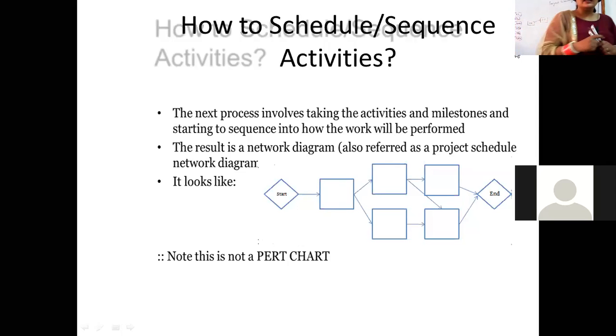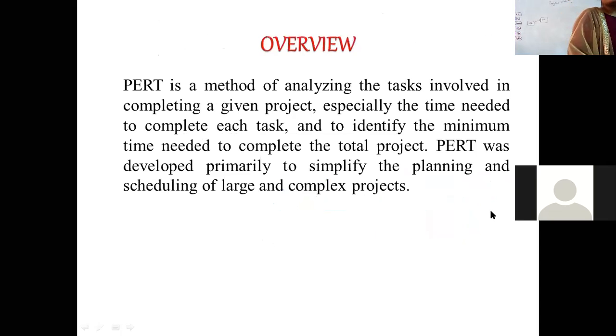Remember one thing, PERT chart is project evaluation and review technique. This is only a network of all the activities, a network diagram of all the activities. They have just named the two activities, start and end, as you can see on the slide here. So what is PERT? PERT is a method of analyzing the tasks involved in completing a given project, especially the time needed to complete each task.